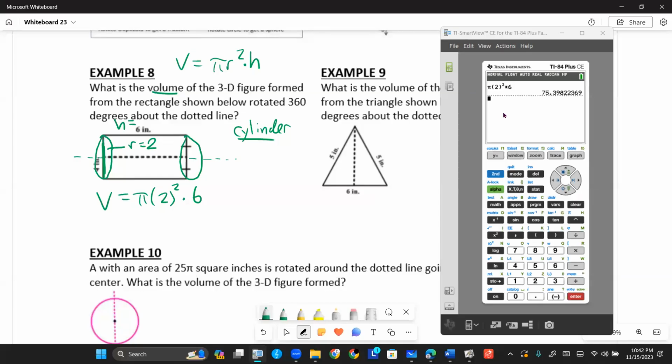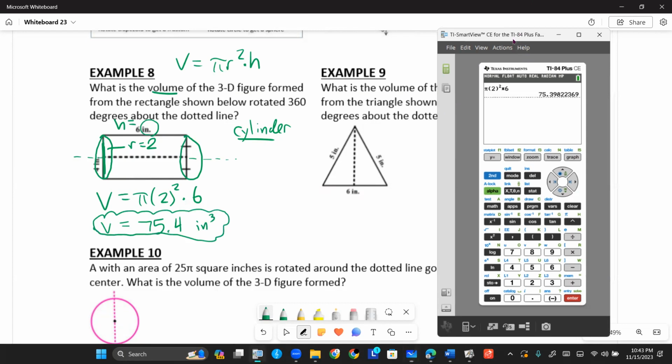And the calculator says it's about 75.398, so I'll round that up to 75.4. And that, of course, is in inches. So since we're talking about volume, that's going to be in cubic inches. So the volume of the cylinder shown after rotating that rectangle is going to be 75.4 inches cubed.